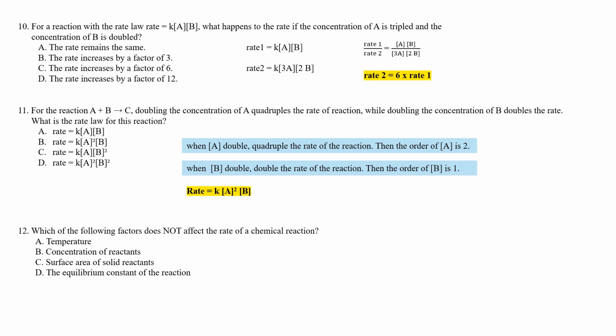Increasing the temperature can increase the reaction rate. Increasing the concentration again increases the reaction rate. Increasing the surface area also increases the reaction rate. Another factor is a catalyst. If we add a catalyst, again it can increase the reaction rate. However, the last one, the equilibrium constant of the reaction, has no effect on the reaction rate.